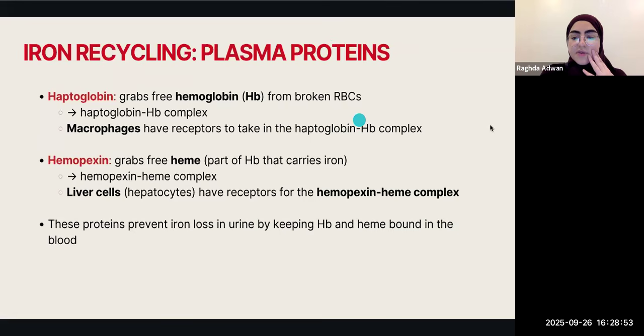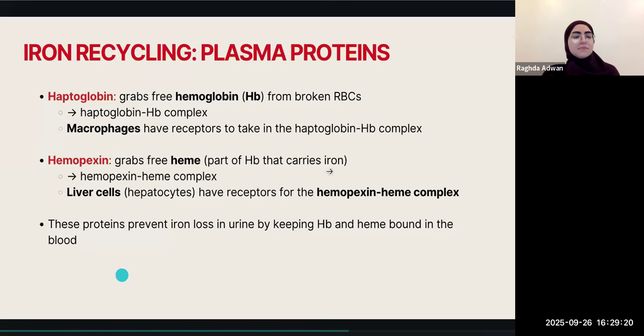If hemopexin takes the heme, does haptoglobin only take the globin? So haptoglobin takes the whole hemoglobin. Don't overthink it. Just take it at face value. Haptoglobin takes the hemoglobin. Hemopexin takes the heme. Okay? I hope this cleared it up. Yes, perfect.